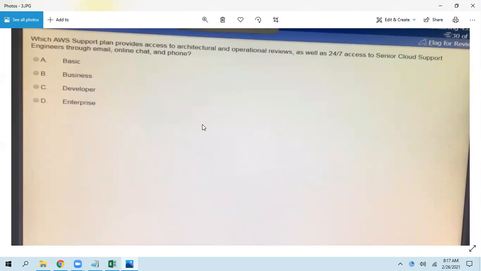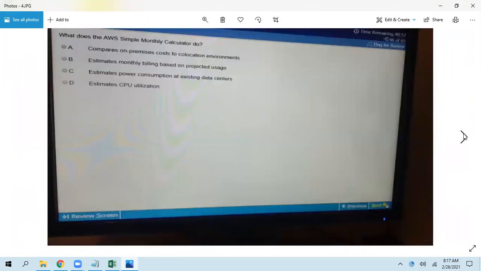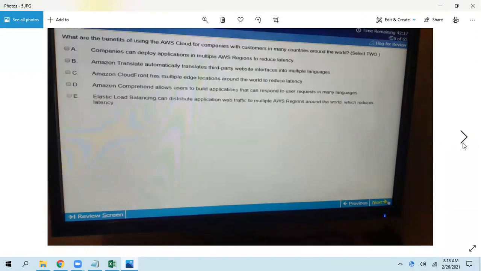So which support plan will provide these architectural and operational reviews? Enterprise. Yes, Enterprise. And the Simple Monthly Calculator, which we are going to talk about later. Basically, if you want to calculate how much money you will be charged for using a particular resource, the Simple Monthly Calculator estimates monthly billing based on projected usage. So B is the answer for this.